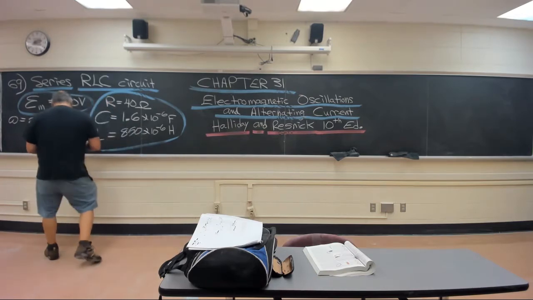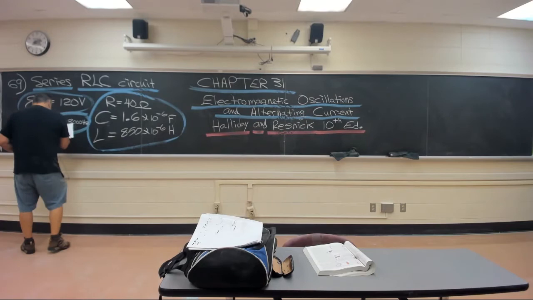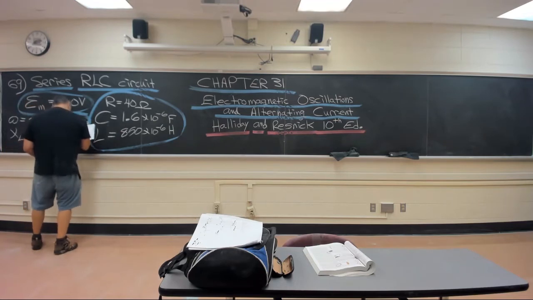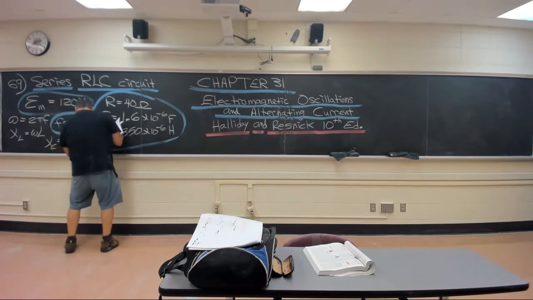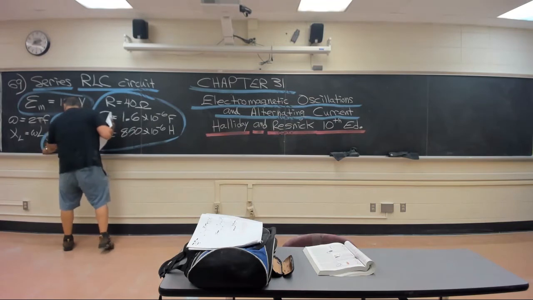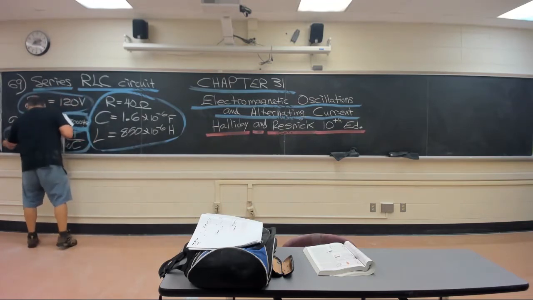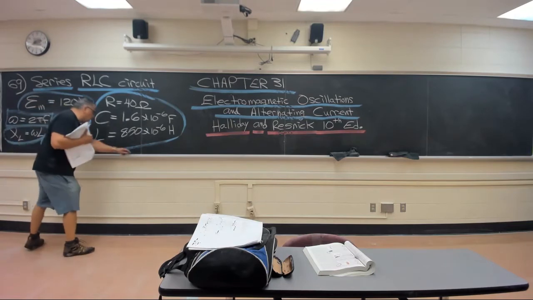Well, why is that so important? It's important because if you want to talk about the inductive reactance, X sub L, that's omega L. If you want to talk about the capacitive reactance, X sub C, that's 1 over omega C. X sub L is omega L, and you better find out what omega is to be able to find these.